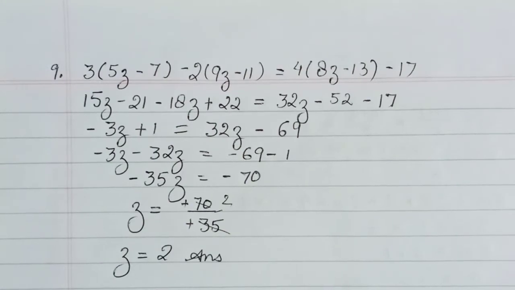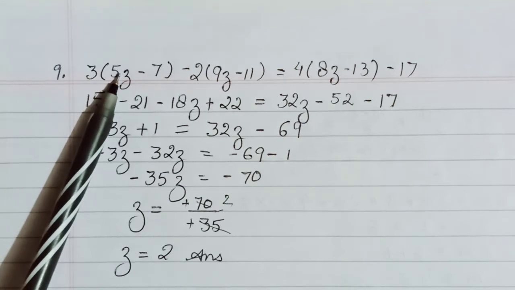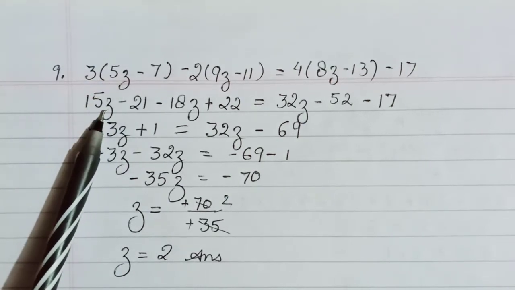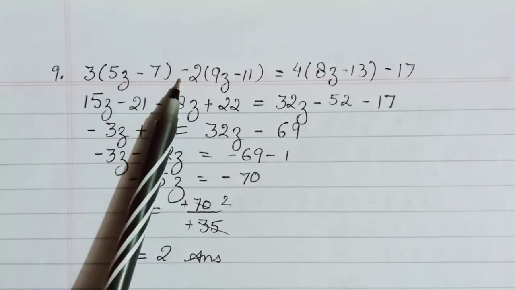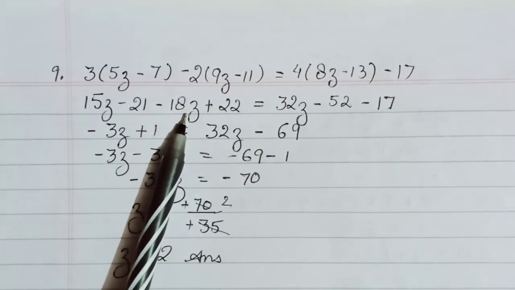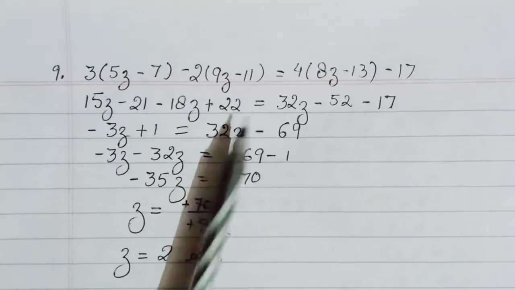See the 9th one now. So in the 9th one, in front of the bracket was 3 will be distributed to 5z as well as minus 7. So 3 5s are 15z, and plus minus minus 3 7s are 21. Likewise minus 2 multiplied with 9z makes it minus 18z, and minus minus makes it plus 2 11s are 22.